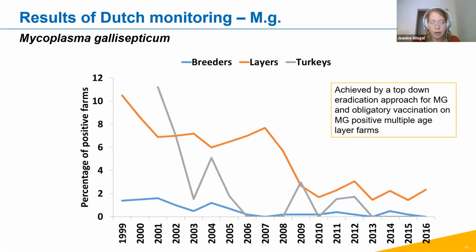The example I want to show you very briefly is one of Mycoplasma gallisepticum and how it led to a decrease of the disease problem in the Netherlands. What you see here is a graph of the prevalence of MG, Mycoplasma gallisepticum, in Dutch poultry from 1999 up to 2016. And the orange line is the prevalence in layers, where you see there is a sharp decrease in positive flocks from 2007 onwards. And also in breeders, there is a decrease. We had a few positive flocks in the early 2000s, and often we have zero to none in the more recent years. And this decrease was achieved by a top-down eradication approach for MG, and also obligatory vaccination on MG-positive multiple age layer farms.